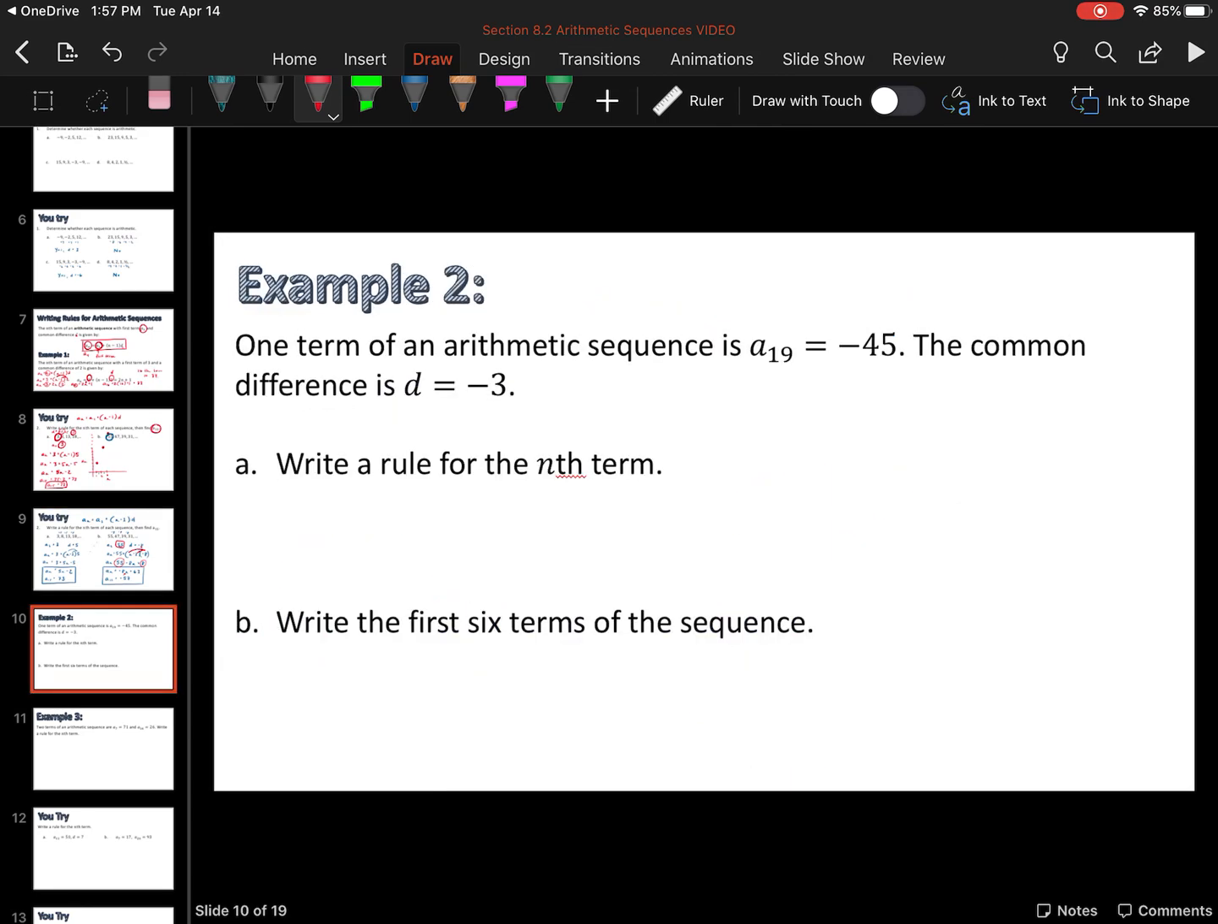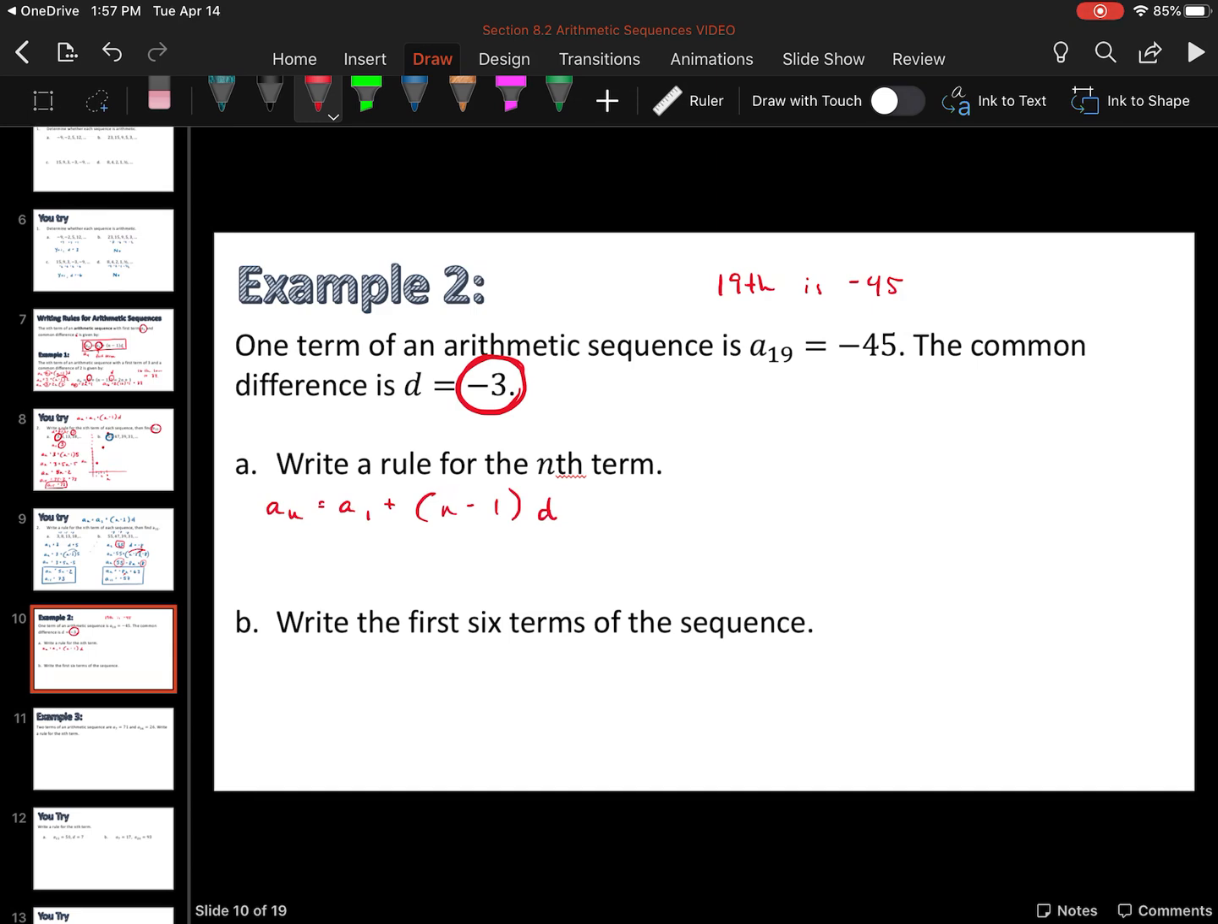For example, number 2, this is saying one term of an arithmetic sequence is a sub 19 equals negative 45. This means the 19th term is negative 45. The common difference is negative 3. So we need to think back and we need to figure out what we started with, because your equation says a sub n is equal to a sub 1 plus n minus 1 times d. So for this, we need to think about what we have and what we still need to find out.